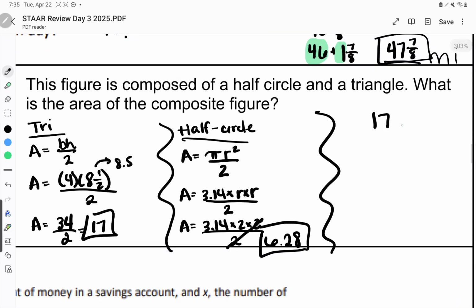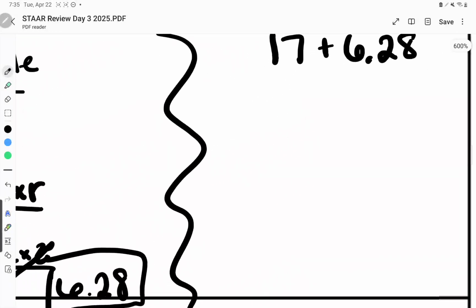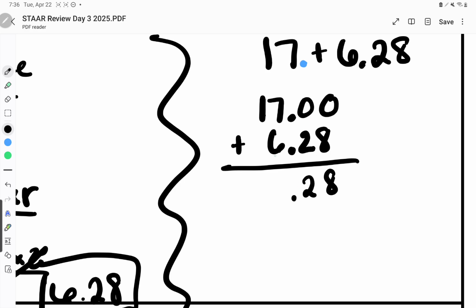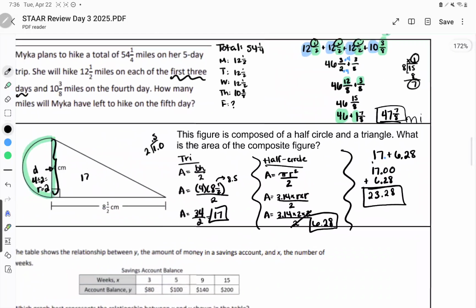So I would have 17 plus 6.28. Well, remember when you add, you have to line up your decimals. So I have to add a decimal right here to 17 plus 6.28. So I lined up those decimals because you have to line them up when you add or subtract. And then I just add those 2 zeros on. So I have 0 plus 8, which gives me 8, 0 plus 2, which gives me 2, 7 plus 6, which gives me 13, write down my 1, carry my 1, and 1 plus 1, which gives me 2. So that gives me 23.28.